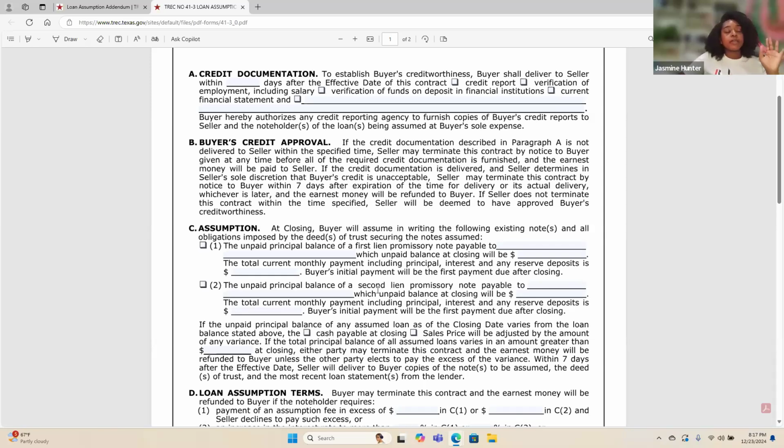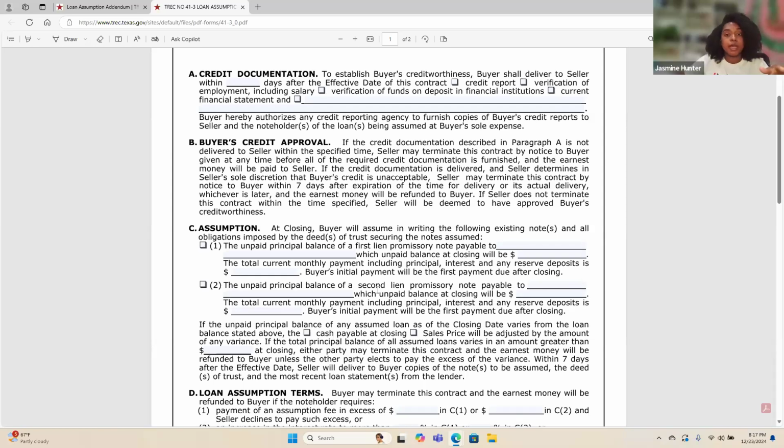Okay, so as the buyer, let's just say it's a house from 4 or 5 years ago where interest rates were 2.75% compared to now they're like 6.75, right? It's a huge difference. So I want to assume a loan that has that 2.75 interest rate.